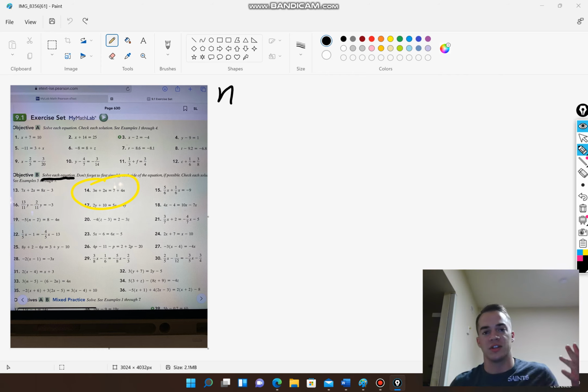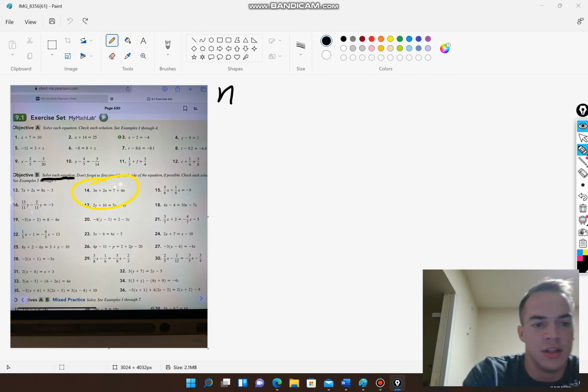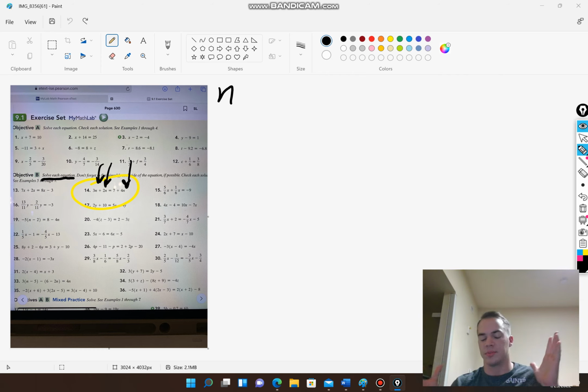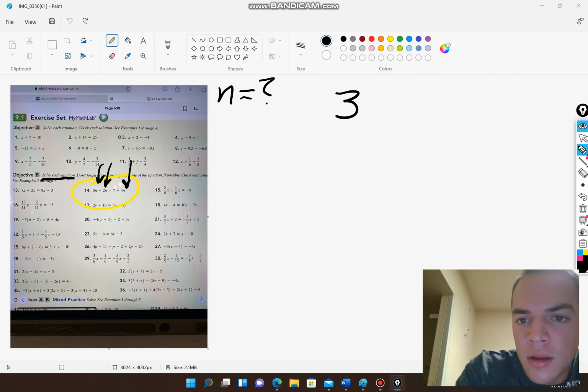N is just a representation of any number, meaning you can plug in whatever number you want for n, and if you plug it in here and here and here, and you multiply it and add it and solve that all out, you get the same answer on both sides, which is what we're looking for. So we want to know, what does n equal? So I'm going to start with 3n plus 2n equals 7 plus 4n.